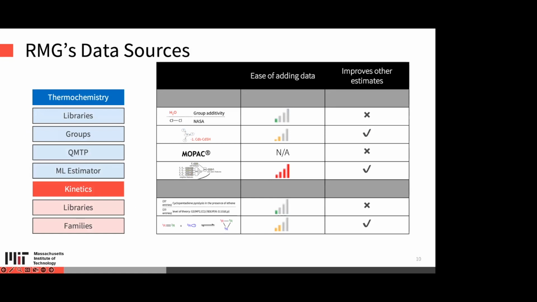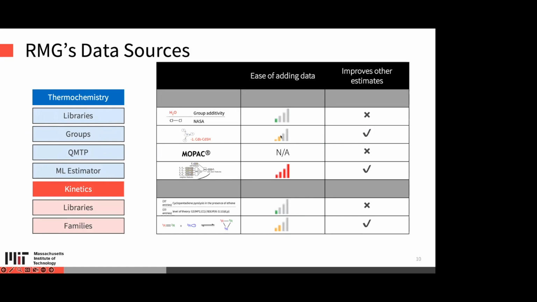So the next thing I'd like to talk about is the data sources that exist within RMG. These are summarized with our list here on the left. So we have both thermochemistry and kinetics. Within the thermochemistry, we have libraries, groups, QMTP, which stands for the Quantum Mechanics Thermodynamic Property Interface, and that allows RMG to determine quantum chemistry calculations on the fly. And then finally, we have an ML estimator. And I believe, again, Matt Johnson's video from yesterday went into more detail on each of these. So I'll stay more high level today.